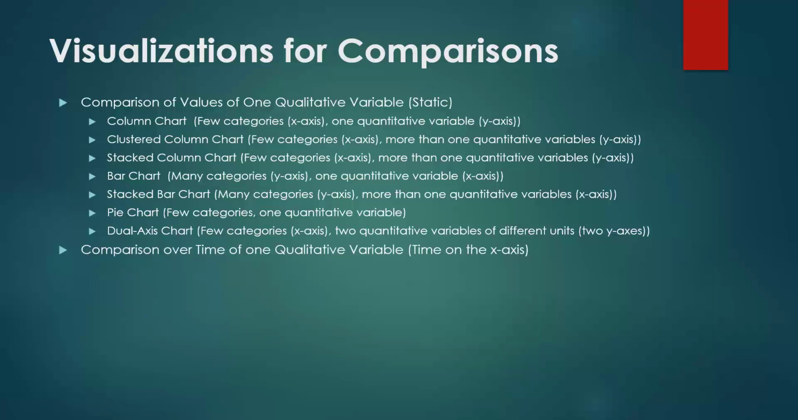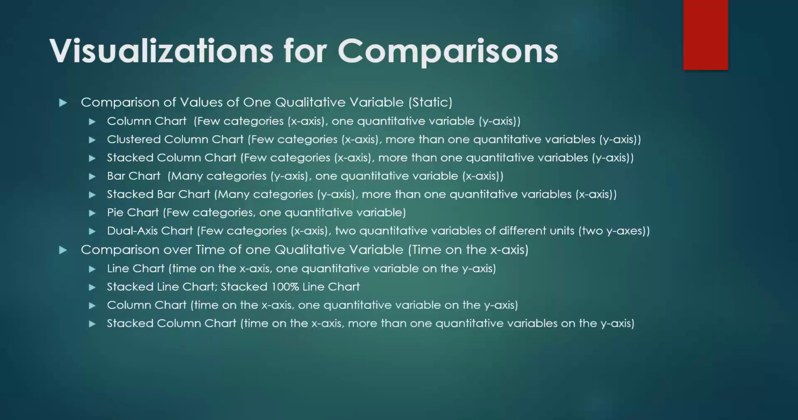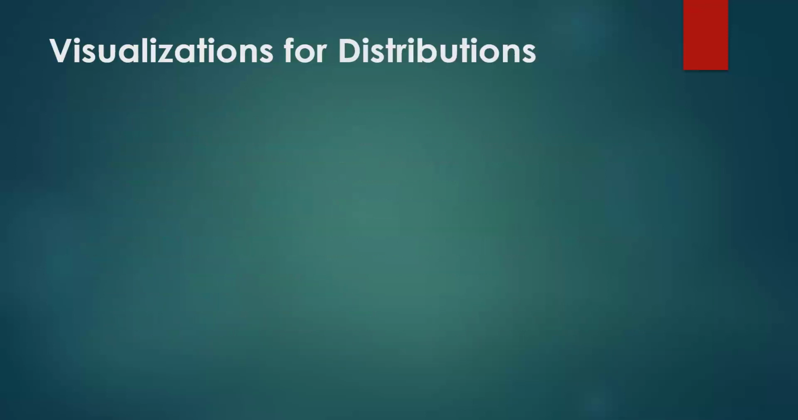Then there's visualizations for comparisons over time, such as a line chart. You show time on the x-axis and one quantitative variable on the y-axis. You can also do a stacked line chart or a stacked 100% line chart. You can do a column chart, time on the x-axis, one quantitative variable on the y-axis. We can do a stacked column chart as well. We can also do a stacked area graph.